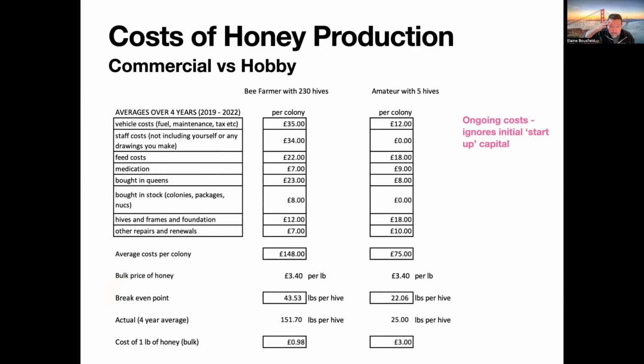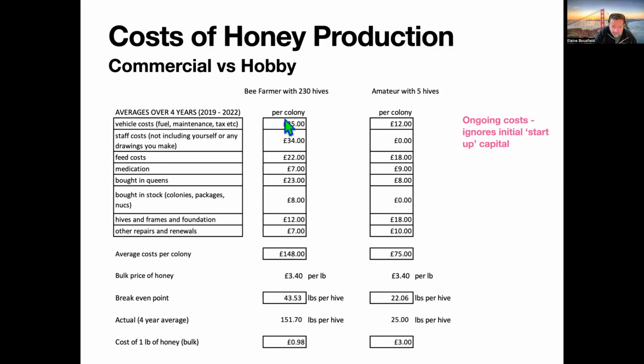And on to the subject of finances. This is a smallish bee farmer that I know, and some numbers that he's kindly let me have, based on averages over the last 4 years. And I've listed some costs here and compared them with a mythical 5-hive hobby beekeeper. And these costs are nothing to do with startup capital, nothing to do with buying hives and buying extractors and all that stuff. It's just your day-to-day running costs.